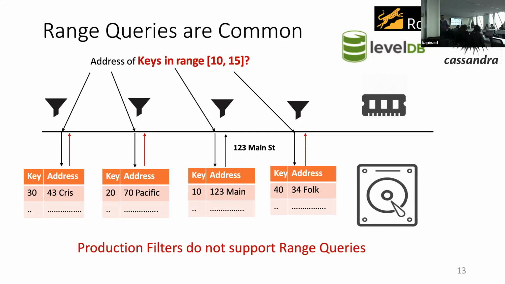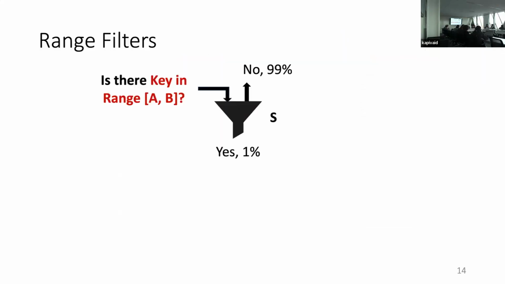Now, in today's talk, what we'll focus on is filters that can support range queries and that can help us in avoiding a lot of unnecessary block reads. And the range queries that these filters will support will be of the form: is there a key in the range A, B? Now, given the application, what we want from these filters is they should make as few mistakes as possible so that we don't have to read unnecessary blocks.